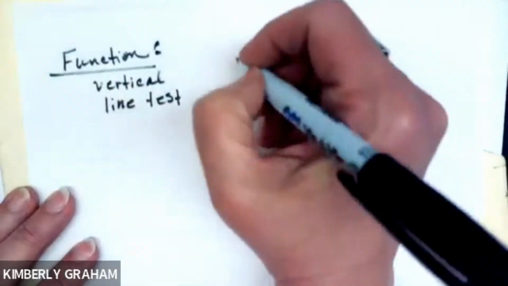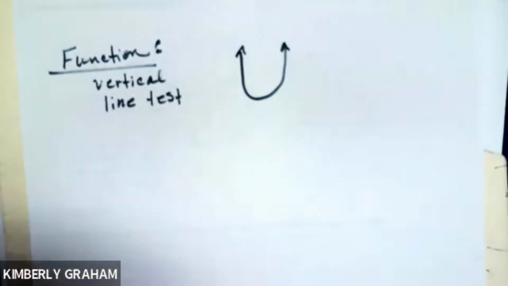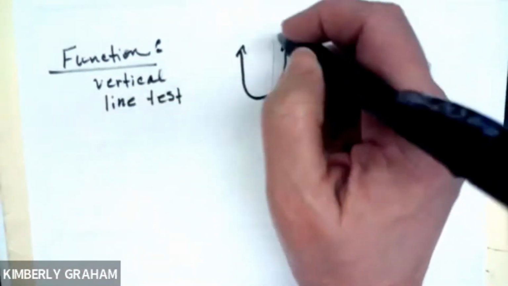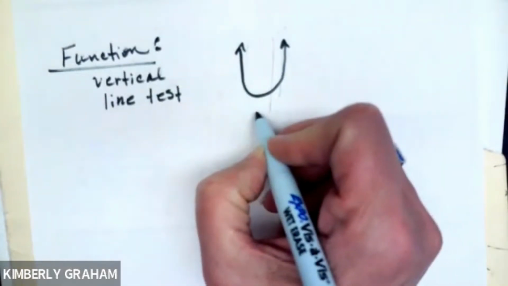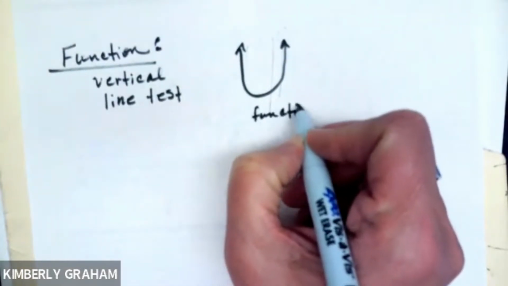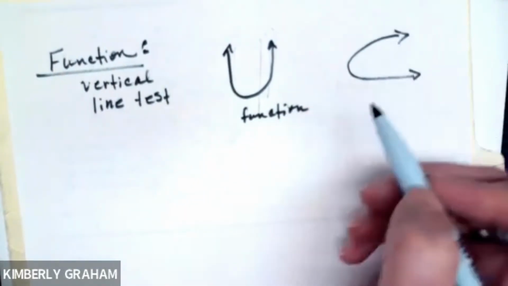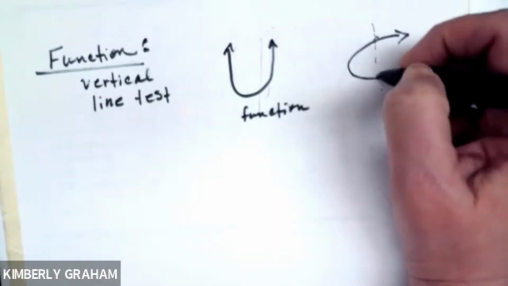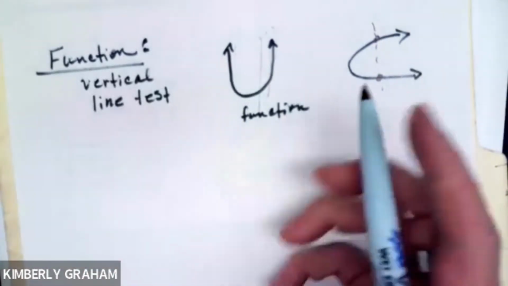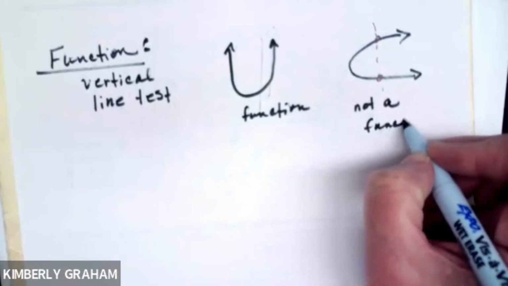This is for function. So if I have this graph and I drew a vertical line anywhere on this graph, it is only going to hit my graph in one spot. So this is a function. It passes the vertical line test. If I have a sideways parabola and I were to draw a vertical line here, it hits my graph in more than one spot. So this is not a function.